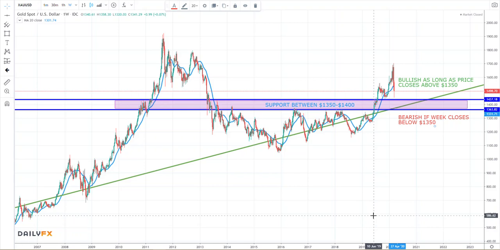This is your weekly analysis for the gold price versus the US dollar. The date is March 22nd, 2020.